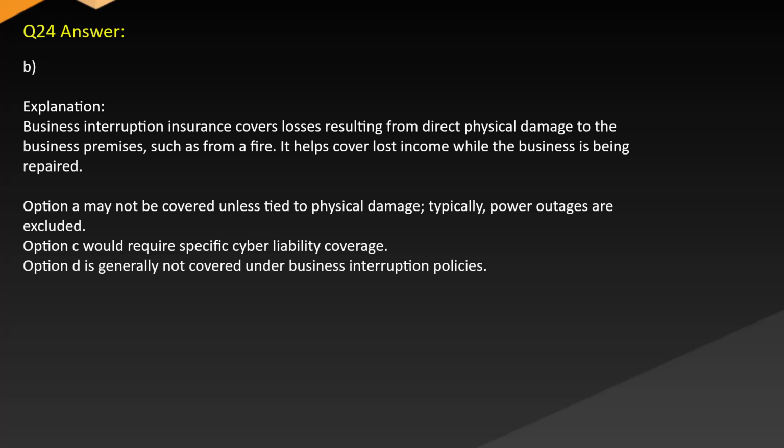Answer B. Explanation. Business interruption insurance covers losses resulting from direct physical damage to the business premises, such as from a fire. It helps cover lost income while the business is being repaired. Option A may not be covered unless tied to physical damage. Typically, power outages are excluded. Option C would require specific cyber liability coverage. Option D is generally not covered under business interruption policies.